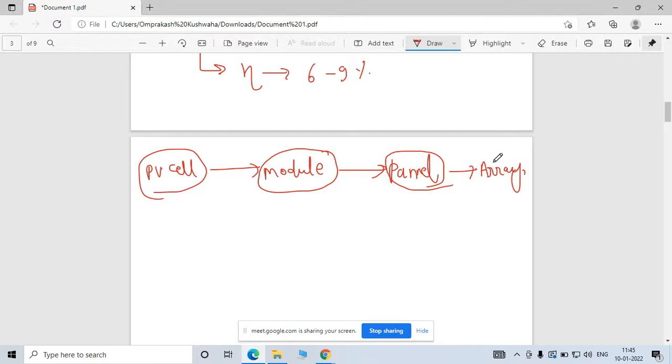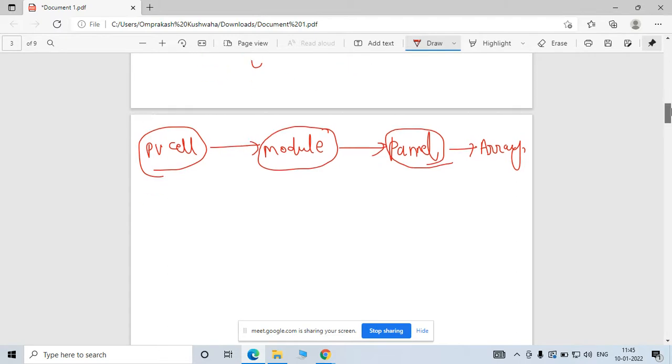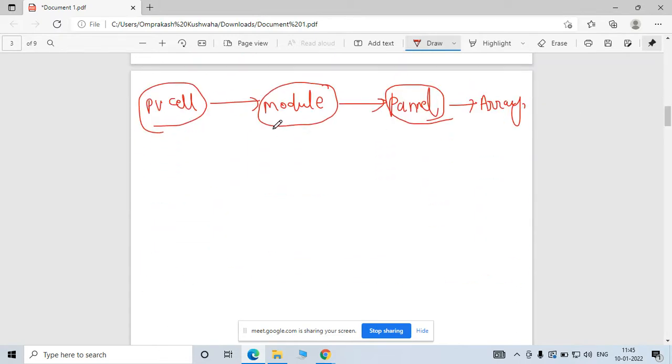Okay, so if I talk about a module, this is nothing but the combination of series and parallel of your PV cells. The output voltage generated by a PV cell is nothing but 0.5 to 0.6 volt. Only this amount of voltage can be generated by this PV cell.